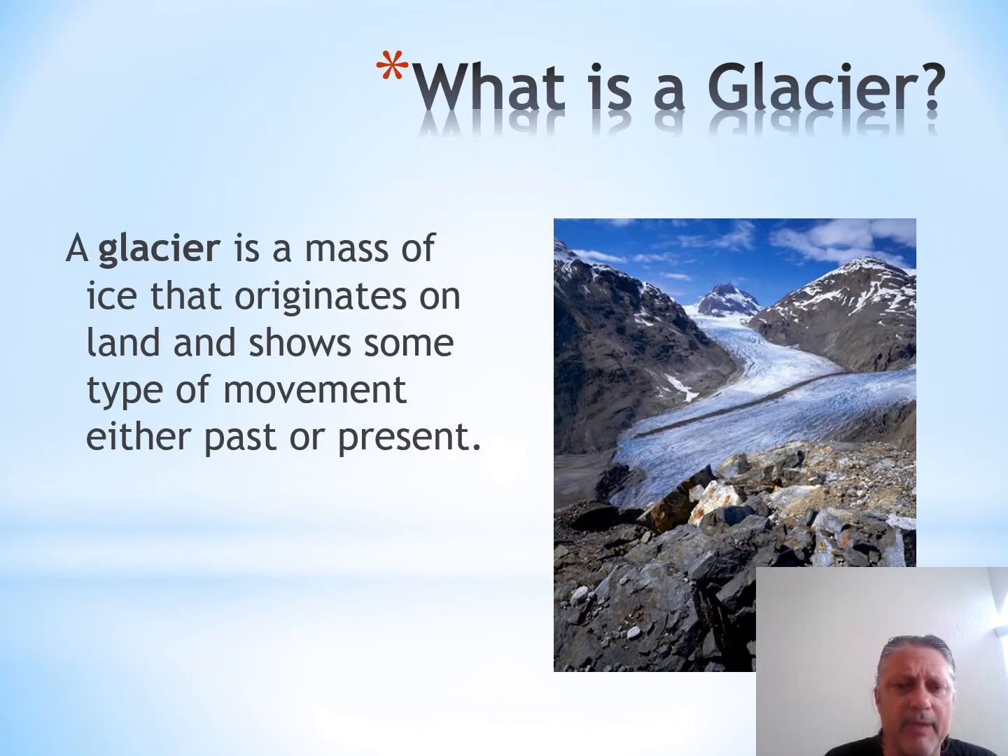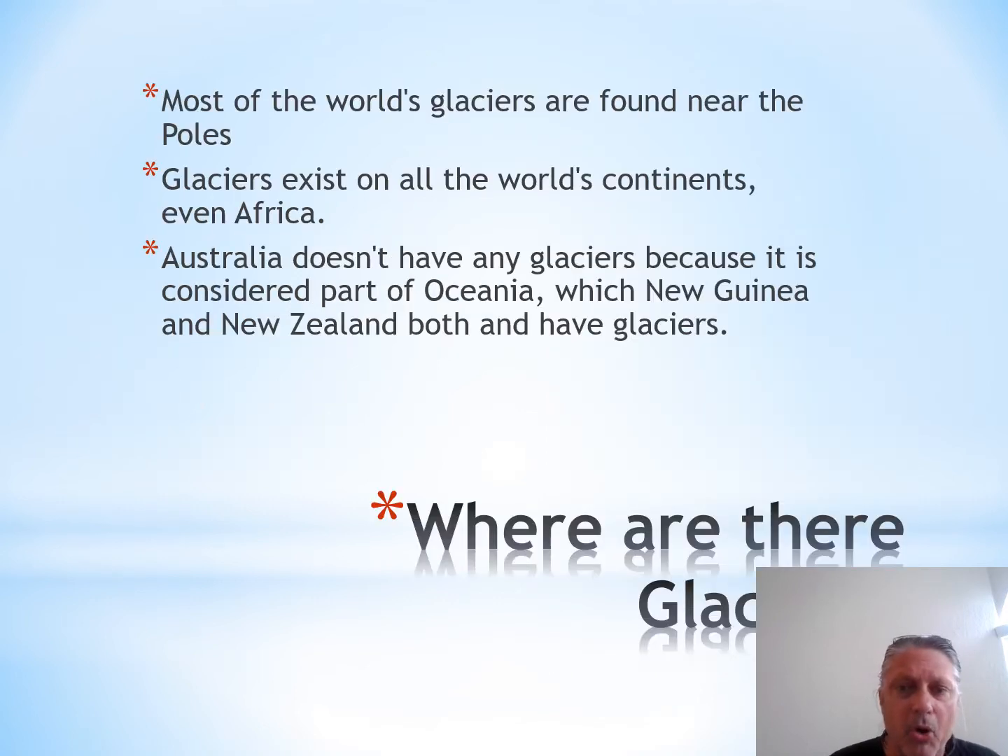So a glacier is a mass of ice that has a footprint on land, and it has to be moving. This movement causes erosion and creates landscape forms. Most of the glaciers are in polar regions because of the climate. Other glaciers exist on mountains. All of the world's continents, though, have glaciers in some way, shape, or form.